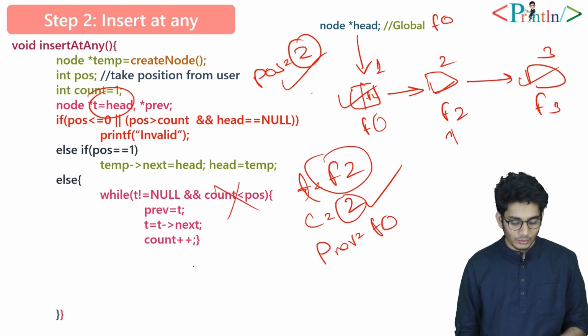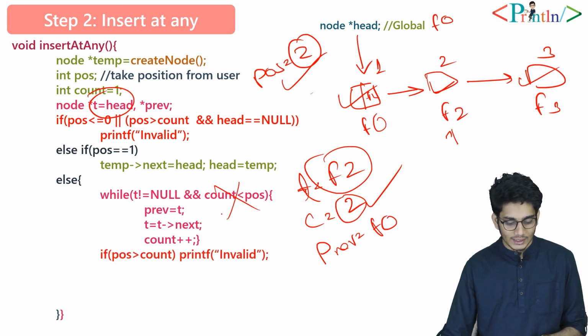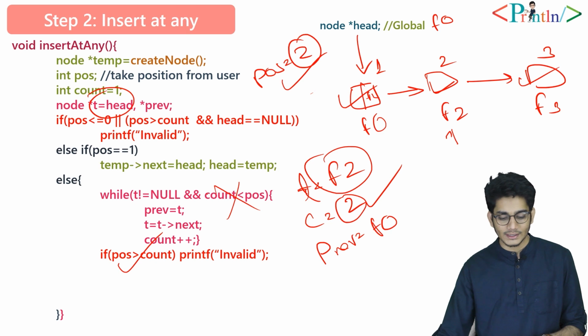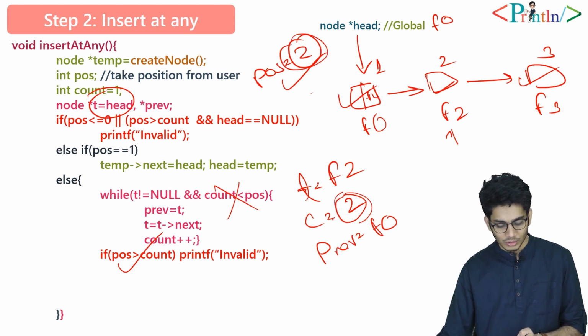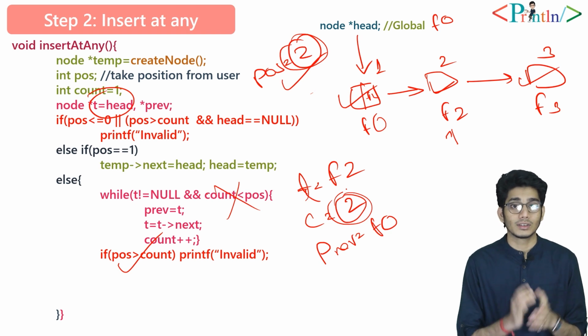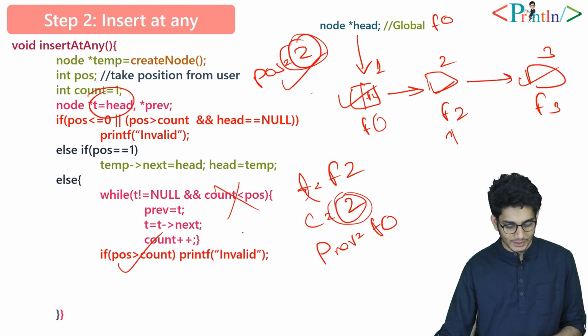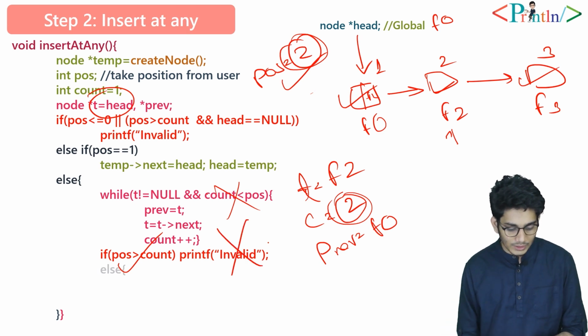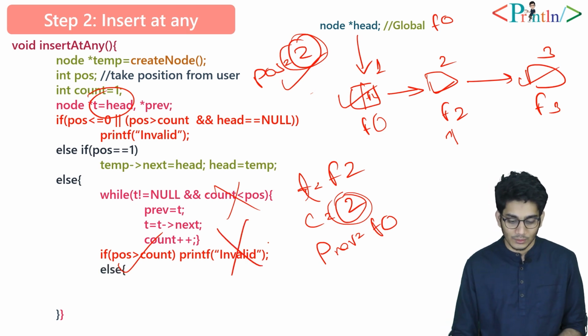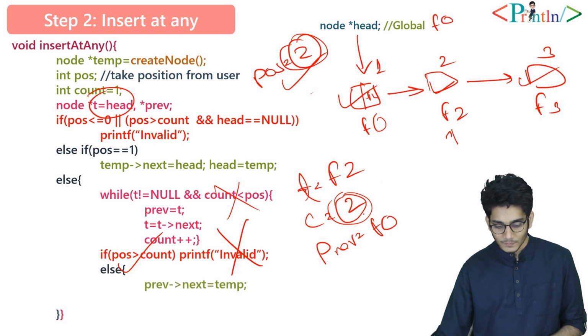Now we have a checking condition, that is, if position is greater than count. Now what is the position? That is 2. Now what is the count? That is also 2. So position is not greater than count. Position equals count. So this portion will not be executed. Now at last we'll insert the element. Now what is the value of previous? The value of previous is f0.